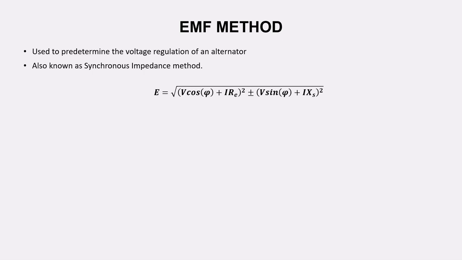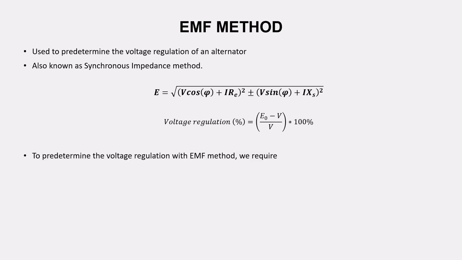Here E is the induced EMF in the alternator, V is the terminal voltage, phi is the power factor angle, Re is the effective resistance of the stator circuit, Xs is the synchronous reactance. After we have found the induced EMF, we will find the voltage regulation by this formula: (E0 minus V) by V into 100%. To predetermine the voltage regulation with the EMF method, we require two parameters. First one is effective resistance, second one is synchronous reactance.